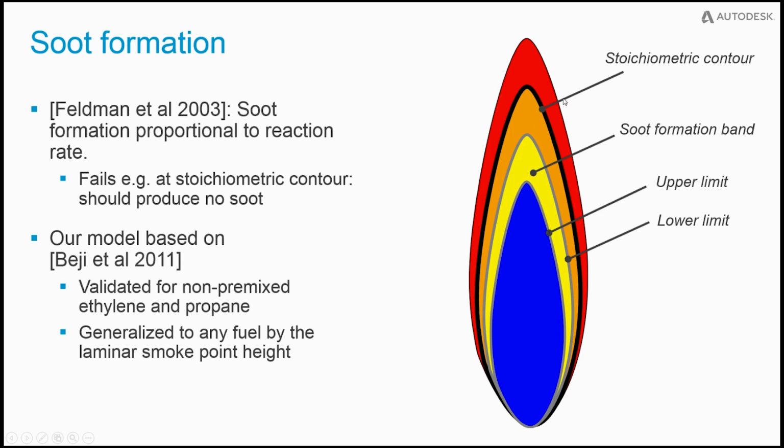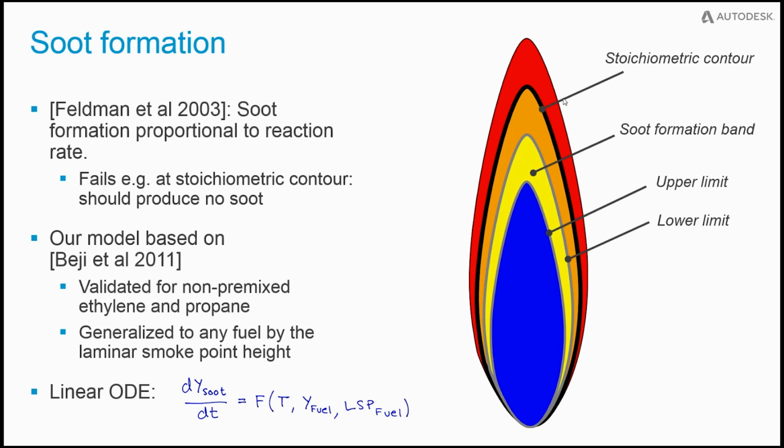So our model is based on a paper from 2011, which was validated for two types of real-world fuel, but it was then generalized to any type of fuel by means of this laminar smoke point height parameter, which you can look up for arbitrary fuels. And that's what we do in the Bifrost solver. We've looked up these tabular values and then used them to determine how sooty a particular type of fuel is.